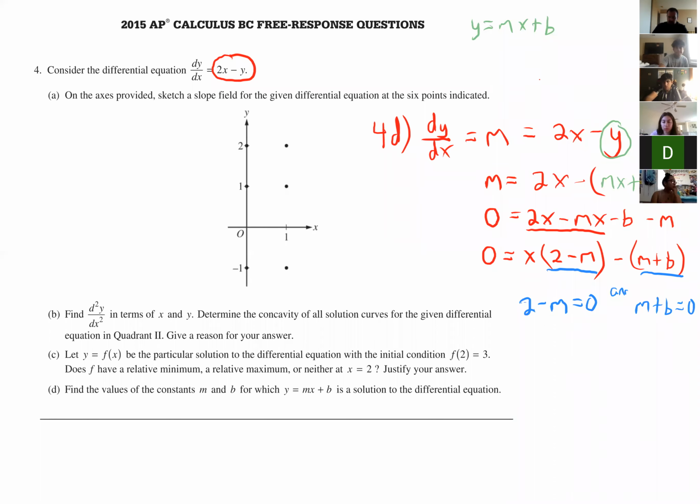So I'm going to say and. Both equations need to equal 0. For this first equation, I'm going to get m equals 2. So that's going to be my first answer. And now that I know that m must equal 2, I can plug that into the second equation and then solve for b.